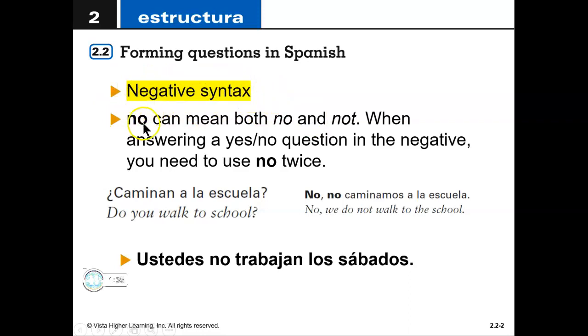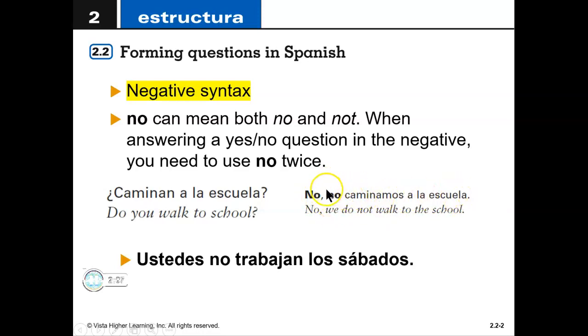In Spanish, the word no can mean both no and not. So that means that when in Spanish you're answering a yes or no question in the negative, you're going to use the word no twice. This is what I mean. ¿Caminan a la escuela? Do you walk to school? Well, no, we don't walk to school, right? So you would answer first, no. Then you need the do not walk. That's the second no. No, no caminamos a la escuela.